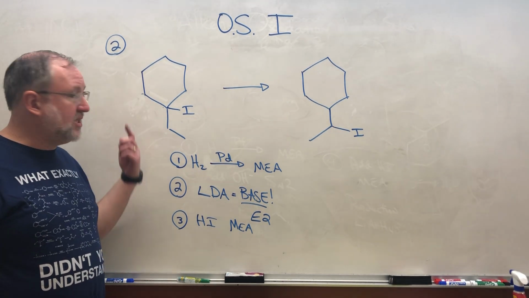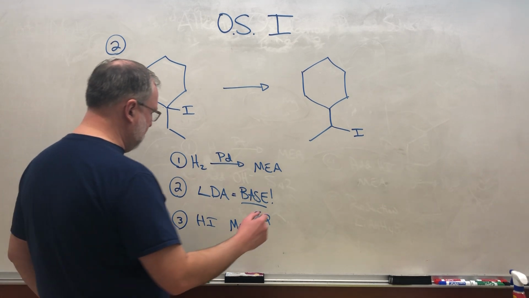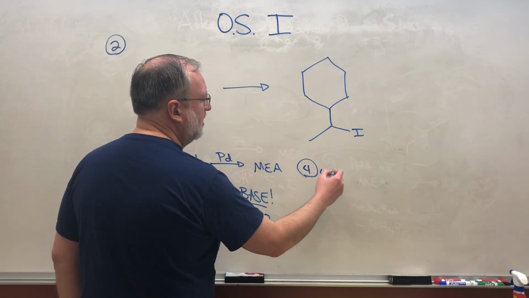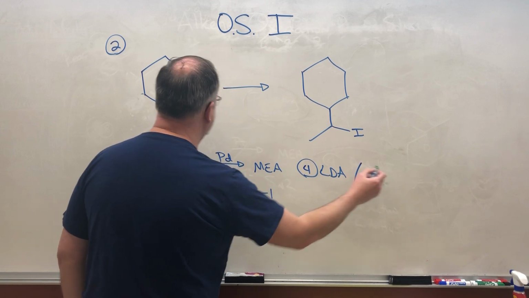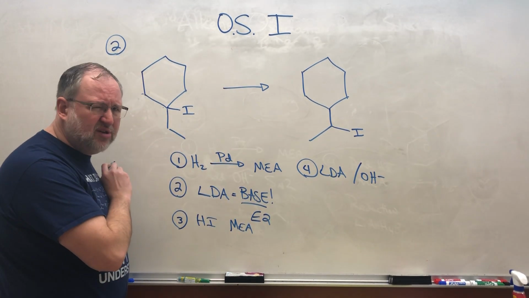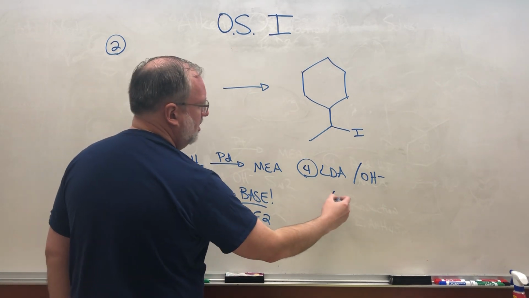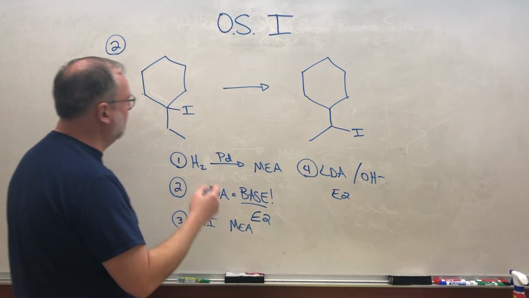Well, that's good. Let's try that again. What happens if we do elimination again? More LDA. In this case, if you wanted to, you could just add hydroxide because this is a tertiary position, so you're not going to get any substitution at all. So one or the other, not both.